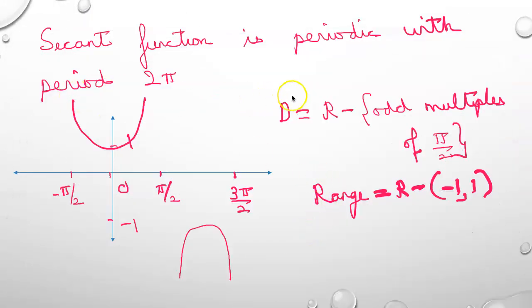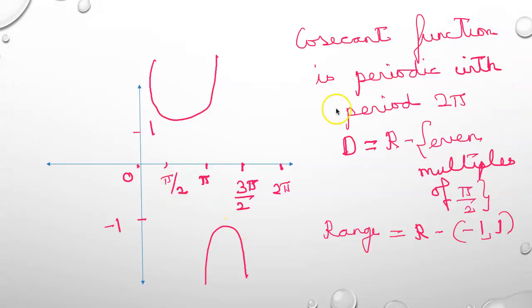The secant function is periodic with period 2 pi. So this is a graph of the secant function. Domain is R minus odd multiples of pi by 2 because sec pi by 2, sec minus pi by 2, sec 3 pi by 2 are all infinity. And the range is R minus the interval minus 1 to 1. So there is no value of the graph between the open interval minus 1 to 1.